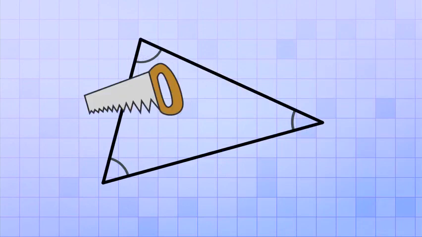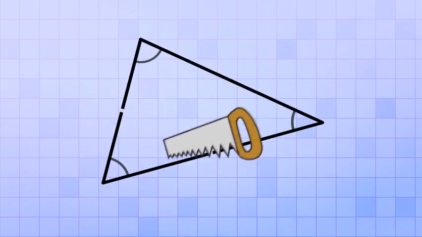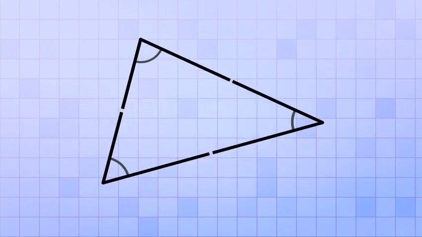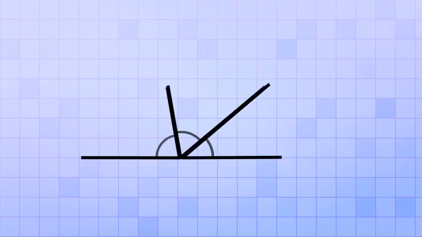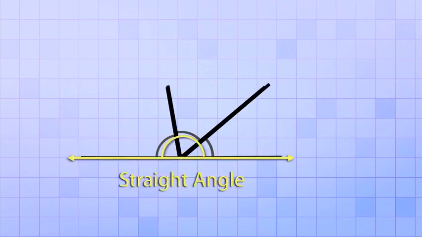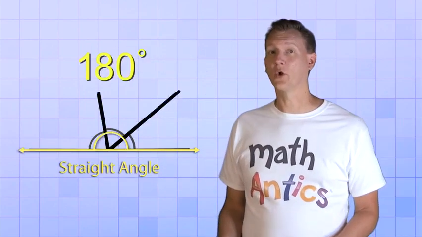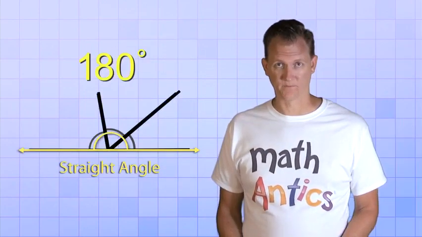For example, have a look at this triangle. If we were to take a saw and cut it up into three separate angles, and then if we were to take those three angles and rearrange them so that they're right next to each other like this, you can see that the total would be the same as a straight angle. That's 180 degrees. And this will work no matter what type of triangle it is.